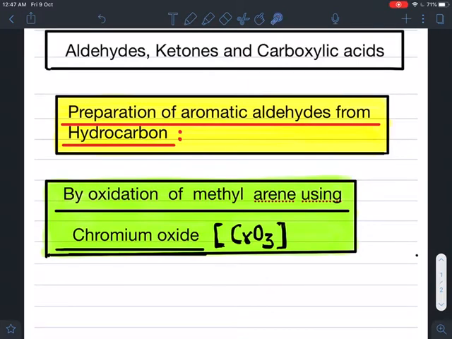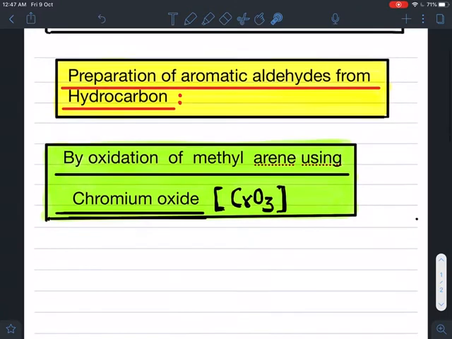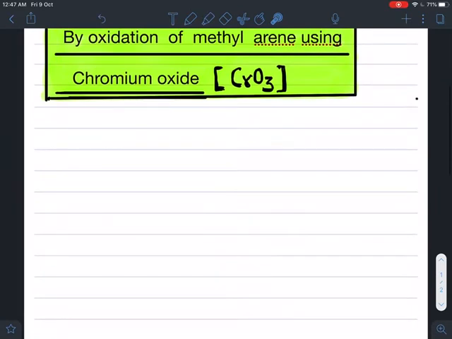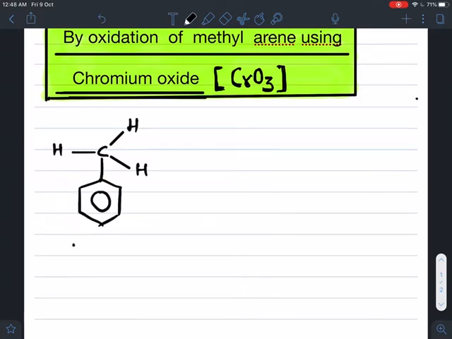Students, in this video we are going to study the preparation of aromatic aldehydes by the oxidation of methylbenzene with chromium oxide, CrO3. So how does the reaction take place? Let's see. If toluene means a CH3 group attached to the benzene ring, I can write its structural formula here. So this CH3 is attached to the benzene ring, and the name of this compound is toluene.